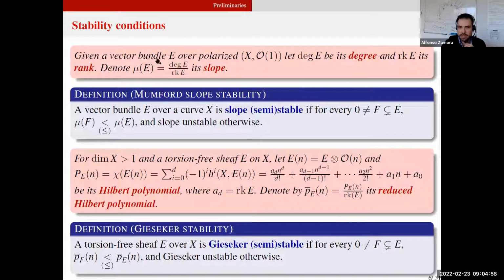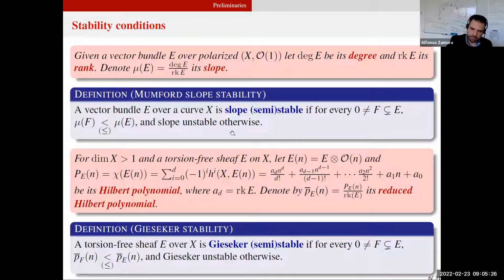So given a vector bundle E over a polarized variety, we denote by deg and rk the degree and the rank of the vector bundle. Then μ usually denotes the slope of a vector bundle, which is the quotient of the degree over the rank, so the rational number coming that way. Then we say that a vector bundle is slope semi-stable if for every non-zero proper subbundle, the slope of the subbundle is less or equal than the slope of E.